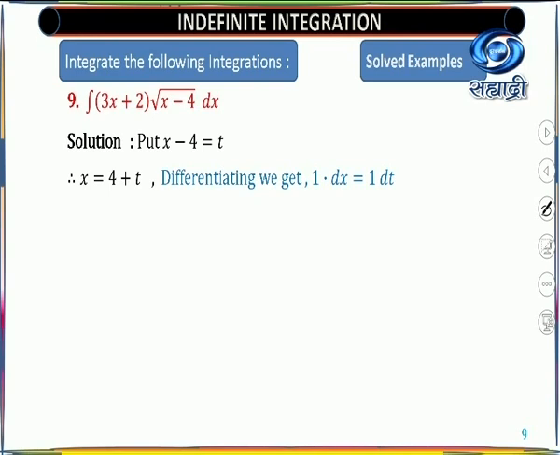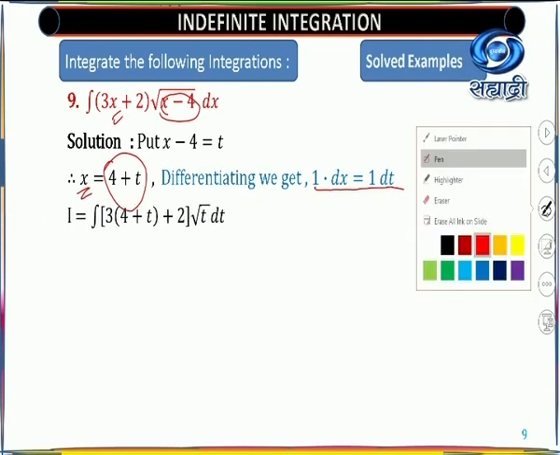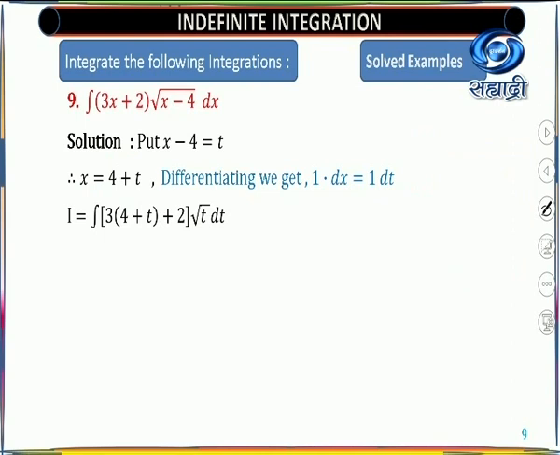Differentiating, what will you get? This side you will get only dx, and this side you will get dt. So dx = dt, and you need to substitute the x value here. Here you will substitute t, but here you need to substitute 4 + t and then expand. So we'll start with our integration. The integral of 3 into (4 + t), because this is the value of x, plus 2, into root of t dt.